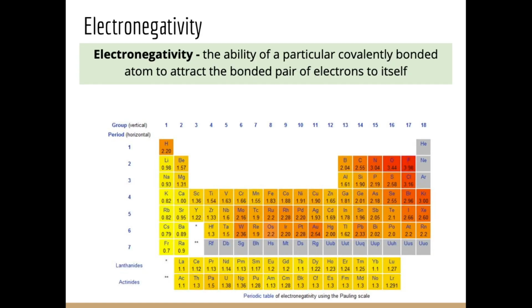This all begs the question of how do we know which atom is going to be the more electronegative atom? And there are trends in the periodic table that we can look at in order to determine this. So let's have a definition for electronegativity after discussing it. The ability of a particular covalently bonded atom to attract the bonded pair of electrons to itself. Now, fluorine is the king, or the queen, of electronegativity. That's the boss. That is the most electronegative atom on the periodic table.